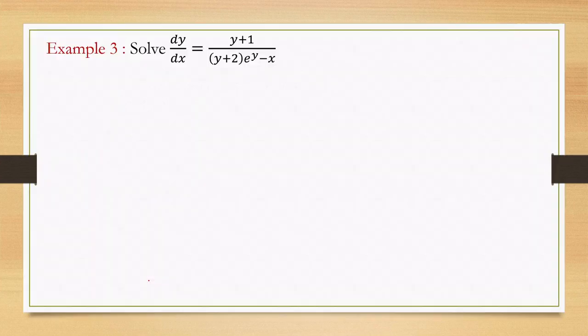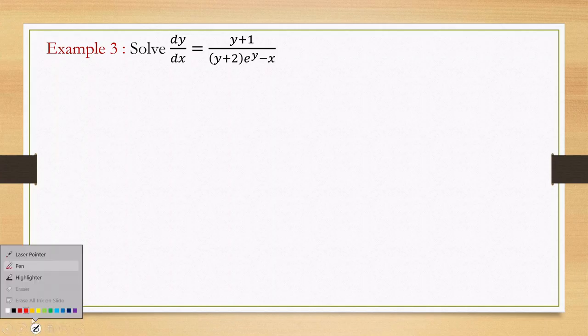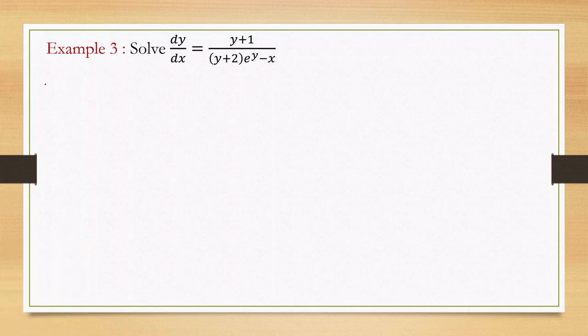Okay. Now, the problem is: solve dy by dx equals (y plus 1) upon (y plus 2) into e raised to y minus x. Right. Now, let us write it in M dx plus N dy equals 0 form. First, we have to write the given differential equation into M dx plus N dy is equal to 0 form, right?